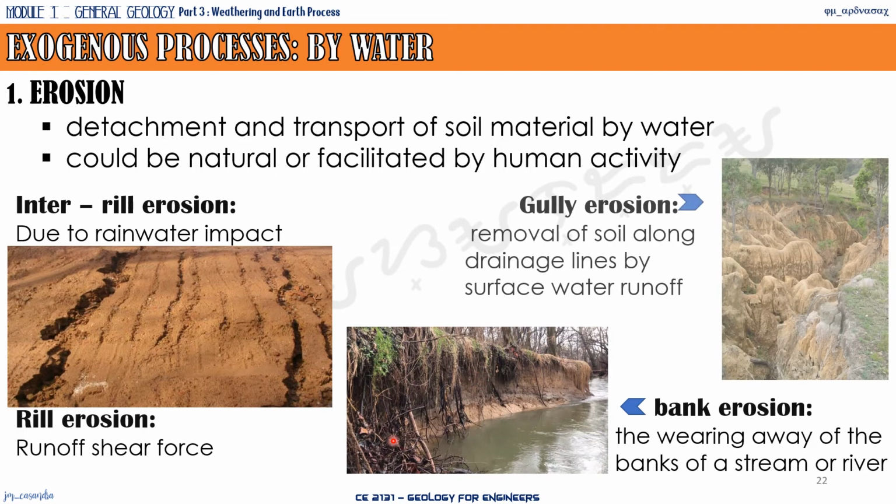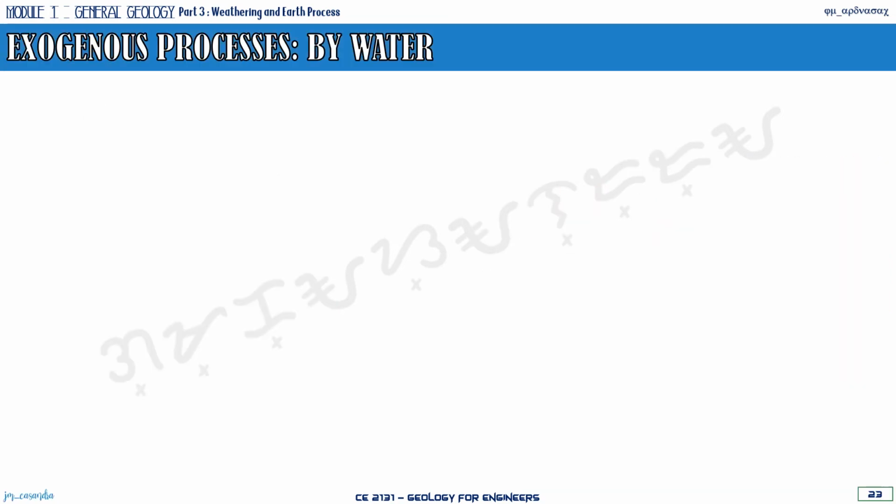And then, lastly, we have the gully erosion, which is the removal of soil along drainage lines by surface water runoff. So, basically, for inter-rill and rill erosion and gully, medyo related sila. So, pag masyadong malakas na yung rill erosion ninyo, it could now develop into a gully erosion. Okay?